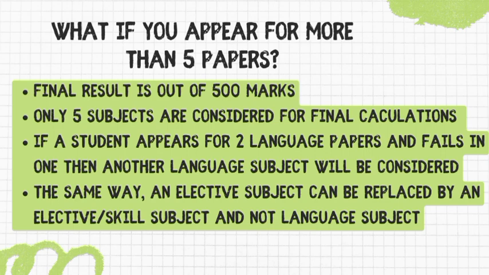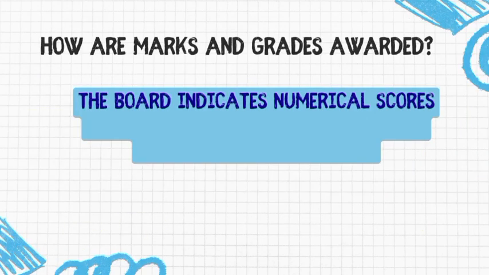That means if you fail in an elective subject, say science, but pass in 2 language subjects, then science will not be replaced by the language subject. Got it? The same way, if you pass in the elective subjects and fail in the language subject, then it won't be replaced. I hope you understand this.